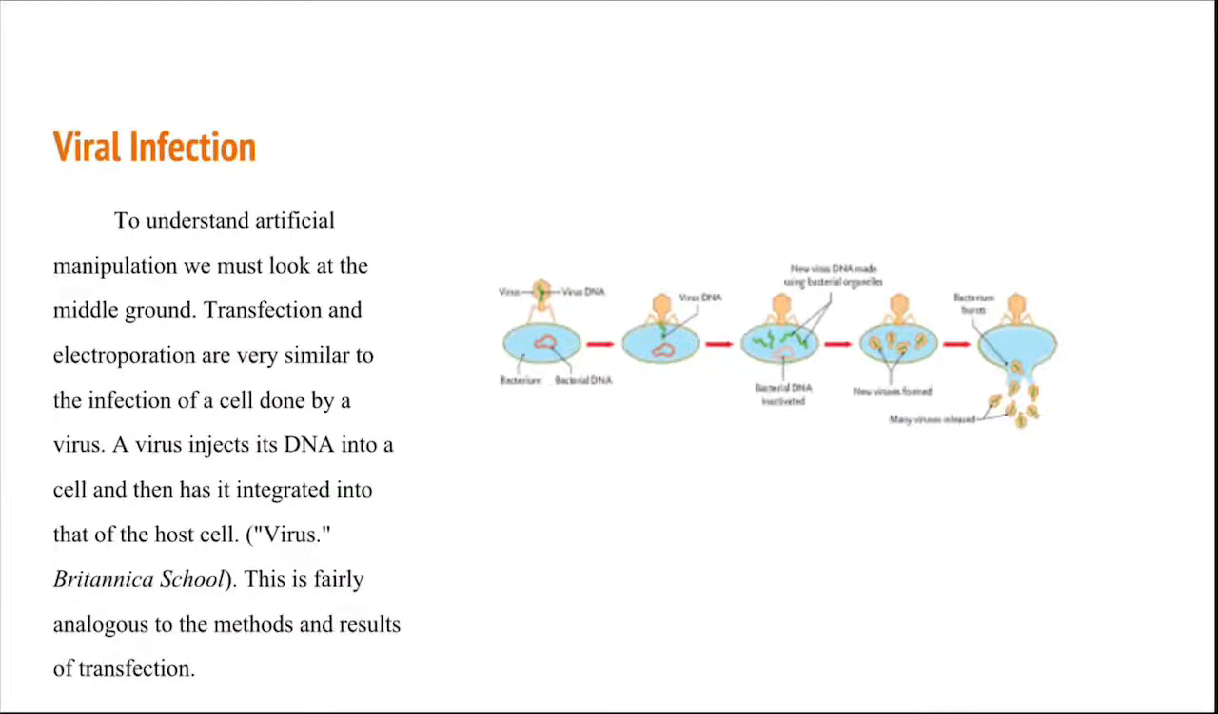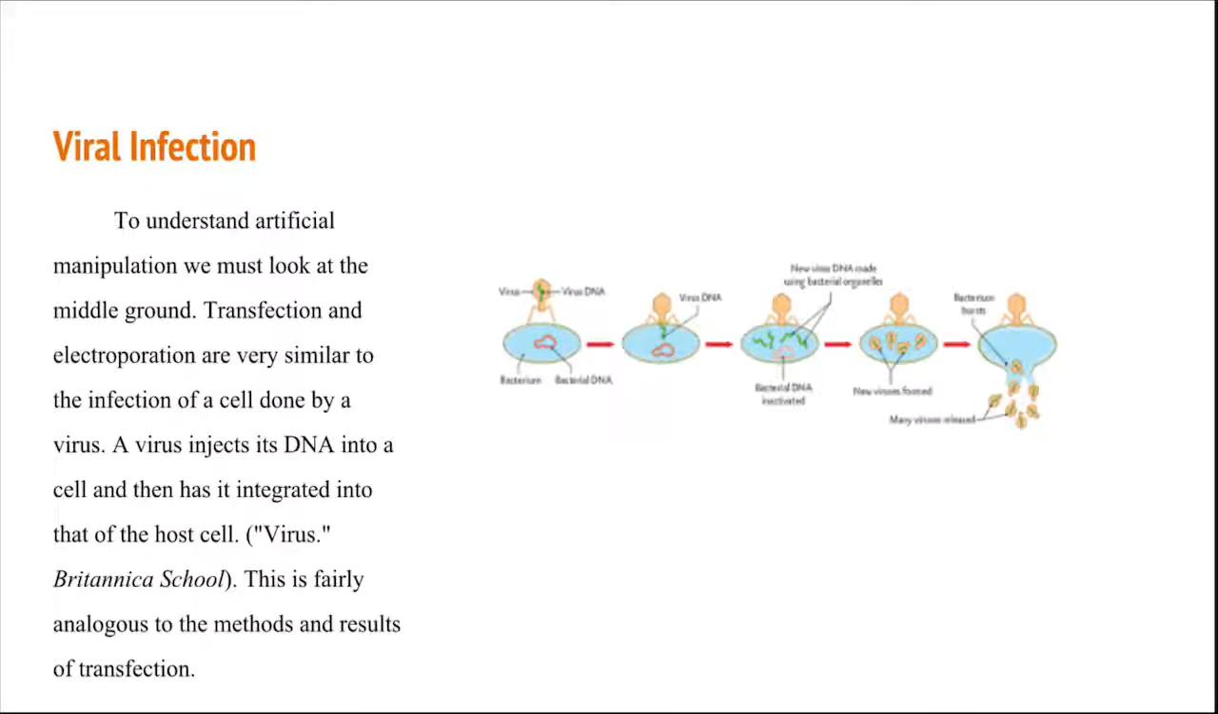Now, just as a transition from the natural to the artificial, I think it's worth addressing viral infection, because a virus is actually very similar to an artificial manipulation of a stem cell. And while these aren't necessarily on stem cells, they're very similar in nature. What a virus does is it goes into a cell, injects its DNA, and then has the cell produce more viruses, adapting the cell, if you will, to its own purposes.